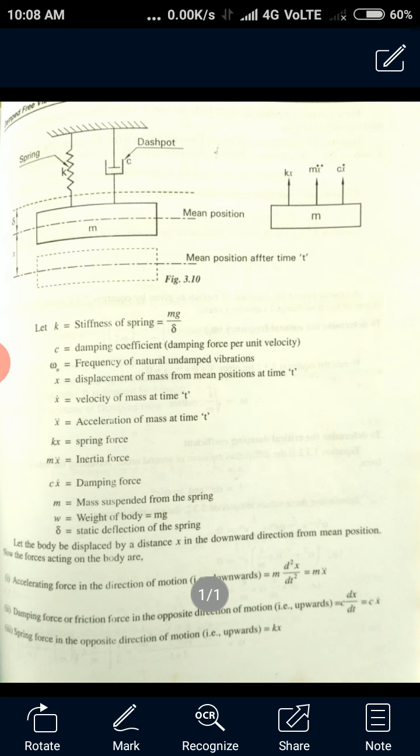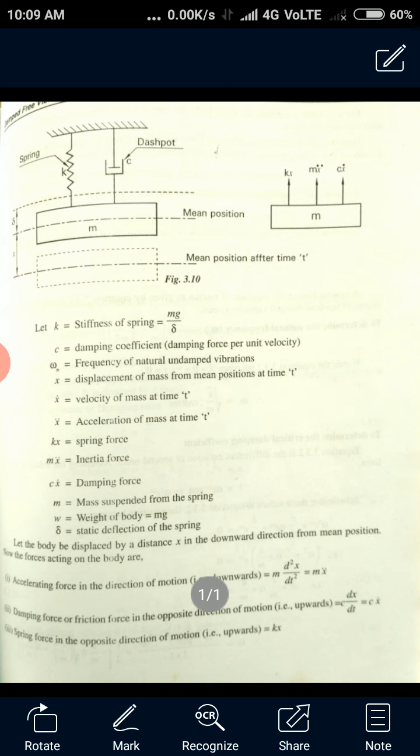Omega n is the natural circular frequency of undamped vibration. x is the displacement of the mass from the mean position at time t. x dot is the velocity of the mass at time t. x double dot is the acceleration of the mass at time t.